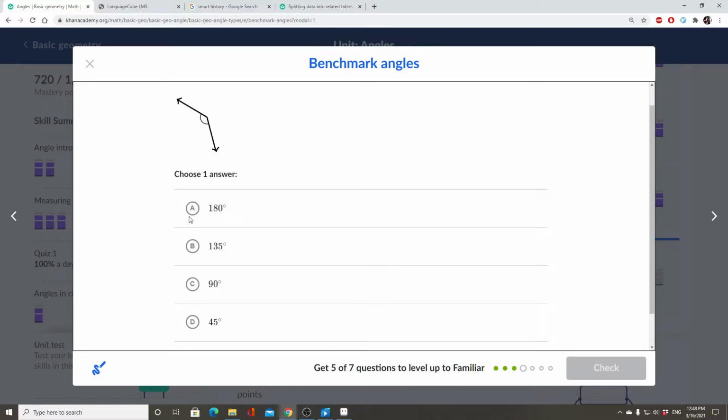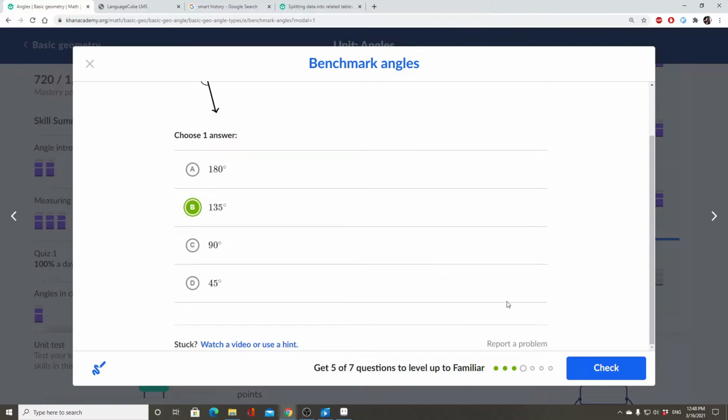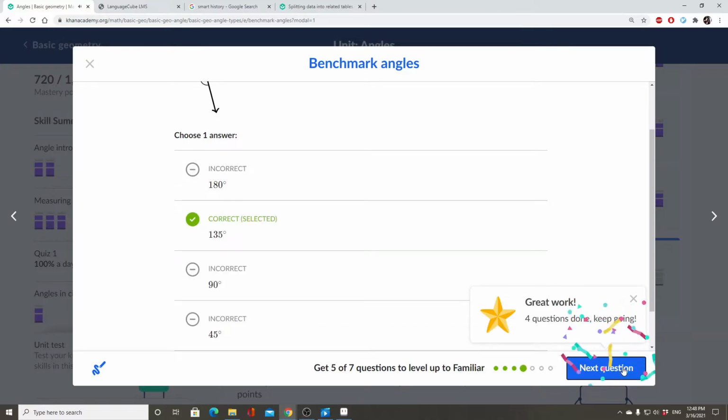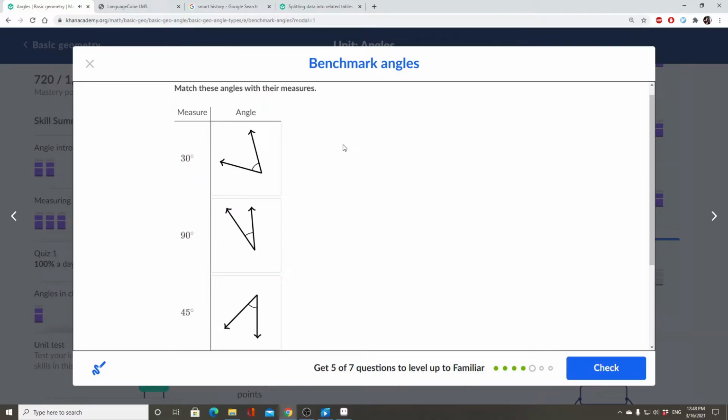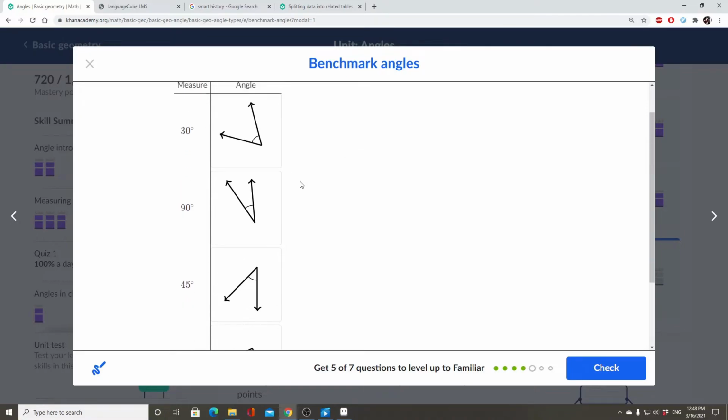Well, it's obviously not 90 degrees. This is an obtuse angle. It's not 180, because 180 is a straight line, so it must be 135 degrees. And there you go. All right.